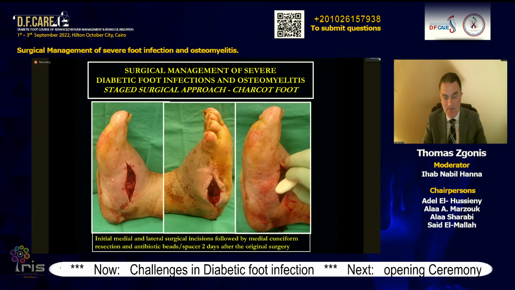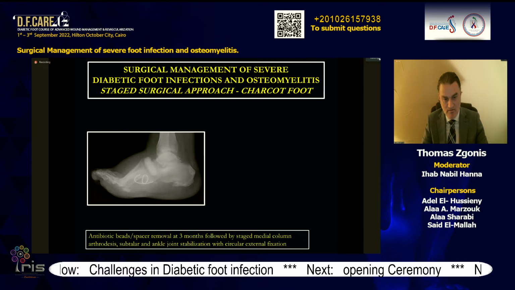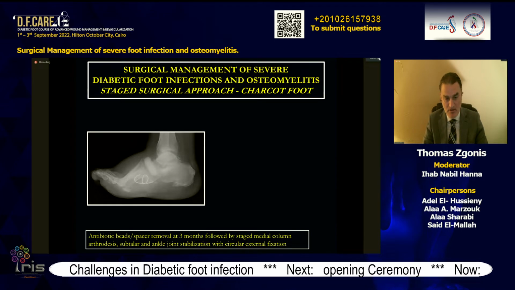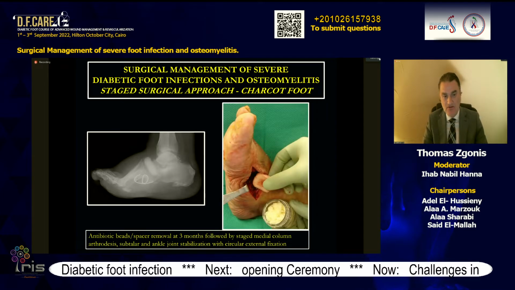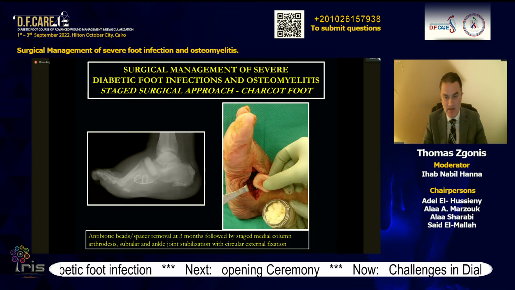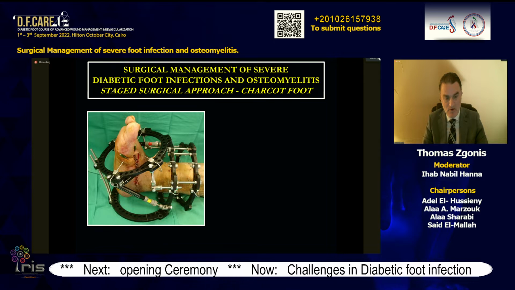We applied antibiotic spacers medially and laterally, as you see here: the spacer on the medial joints, the antibiotic beads on the lateral joints. We waited approximately 3 months to remove the antibiotic beads and spacers. We brought the patient back to do the definitive arthrodesis of the medial and lateral columns with allogenic bone graft. As you see here, after we removed the beads and the spacers, external fixation was used for stabilization, compression, and arthrodesis.